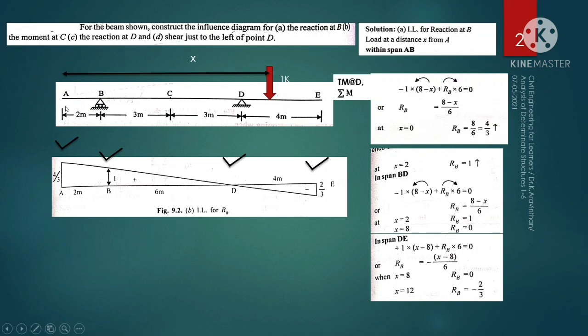If the load is at point A, you will have the maximum reaction. So this support is highly loaded, and the value is 4 by 3, that is 1.33. So in this whole diagram, 1.33 is the highest value, and the value is 0 if the load is moving at the point D, there will be no reaction. So that is why at this point it is 0. And by this pattern of influence line, you can sense the amount of load which is carried by the reaction B.